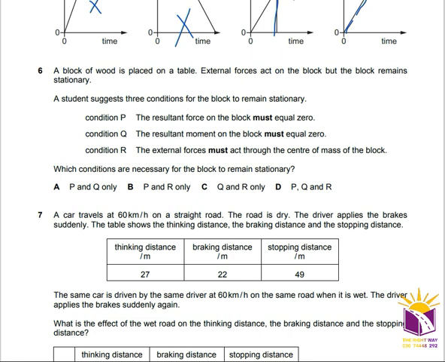Condition Q, the resultant moment on the block must be equal to 0. Condition R, the external force must act through the center of mass of the block. Which conditions are necessary for the block to remain stationary?